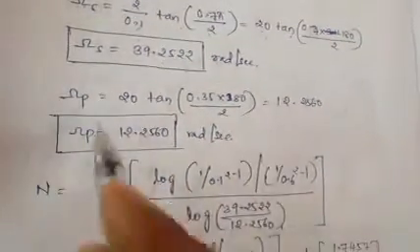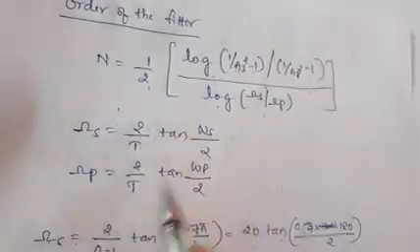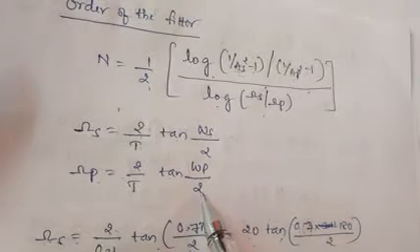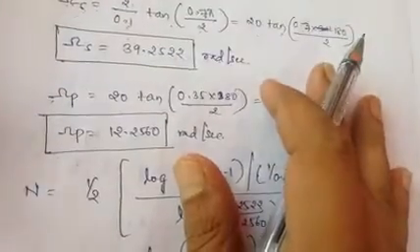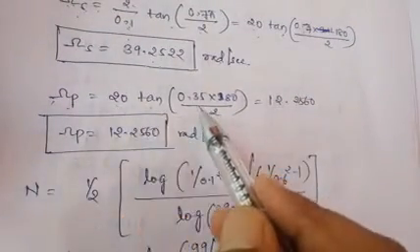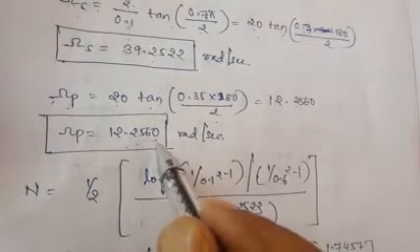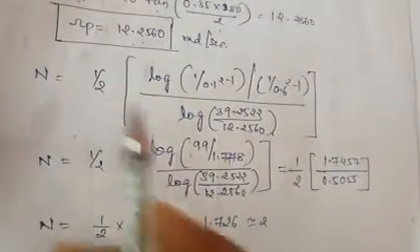Similarly, calculate pass band edge frequency. Same formula. Pass band edge frequency omega p equal to 2 by T tan of omega p by 2. Substitute the values of T and omega p. Hence, omega p equal to 20 tan of 0.3 pi into 180 by 2. Simplifying, 12.2560 radians per second. Substitute these values in the order of the filter.